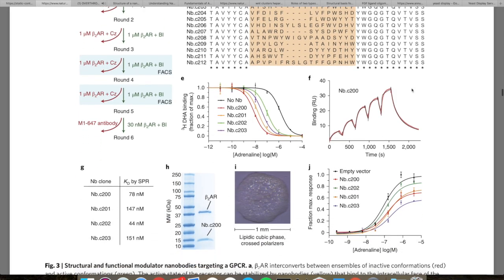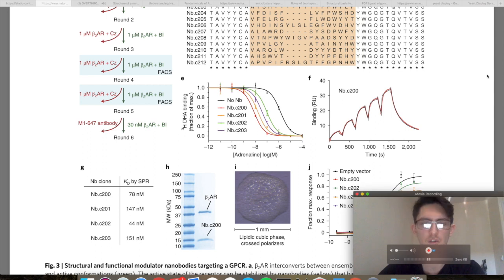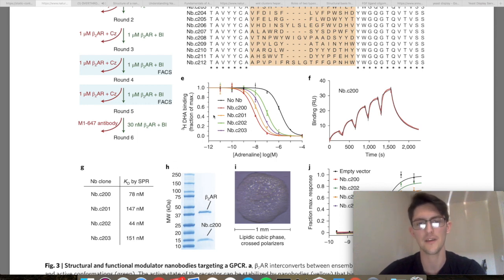They choose C200 to C203, and they use a radioligand competition assay with a purified beta-2 adrenergic receptor and the purified nanobodies. So the black trace here is for no nanobody. What they've done in this experiment is they first bound the beta-2 adrenergic receptor to a radio-labeled ligand, this tritiated DHA, and then they've added progressively more and more adrenaline, which is a ligand for obviously the adrenergic receptor, and they have observed how much radioligand is still bound. And in the case of all of these, they shift the curve to the left, implying that it takes less adrenaline to compete with the DHA binding and stabilizing the activated conformation.